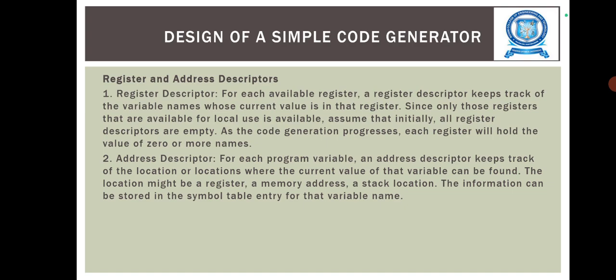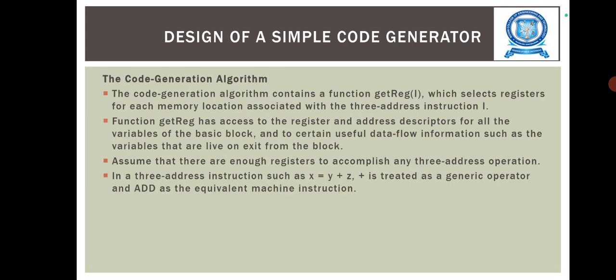The next one is the address descriptor. For each program variable, an address descriptor keeps track of the location or locations where the current value of that variable can be found. The location might be a register, a stack location, or a memory address. The information can be stored in the symbol table entry for that variable name. Next, we are going to see the code generation algorithm.